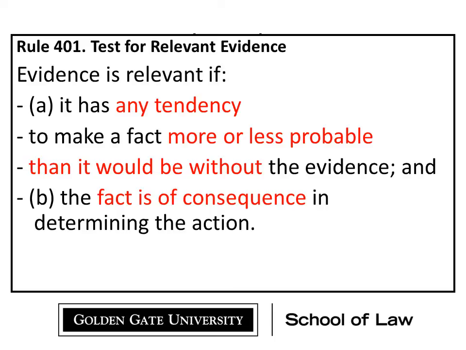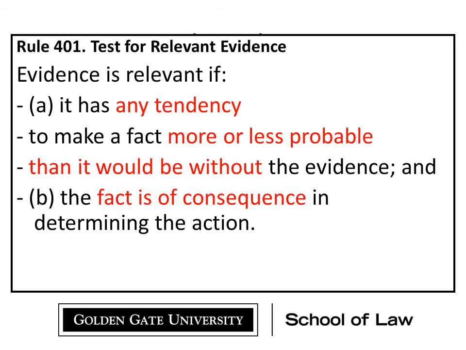And here's the relational part in B. Connecting it to something that matters, a fact of consequence. Don't read this too literally. A fact of consequence in determining the action really means something that matters at trial. It doesn't need to be the ultimate issue. It doesn't need to be guilt or liability. It certainly doesn't need to be an element of the crime. Anything at issue that matters in the case.